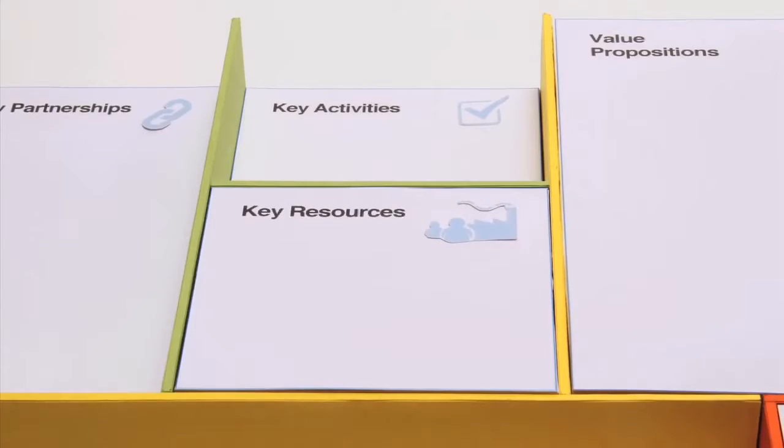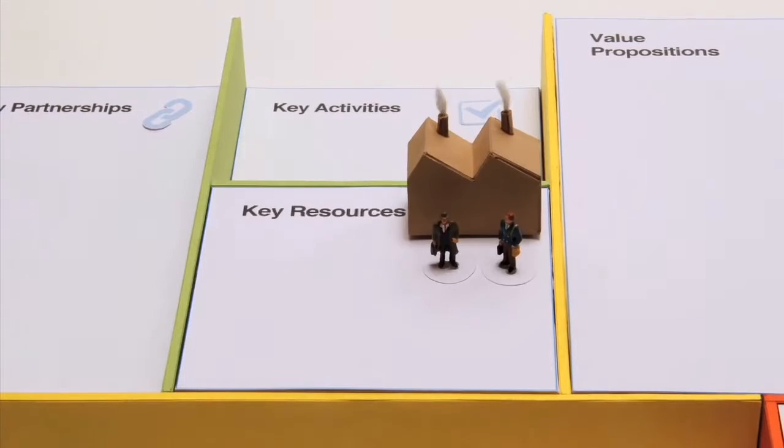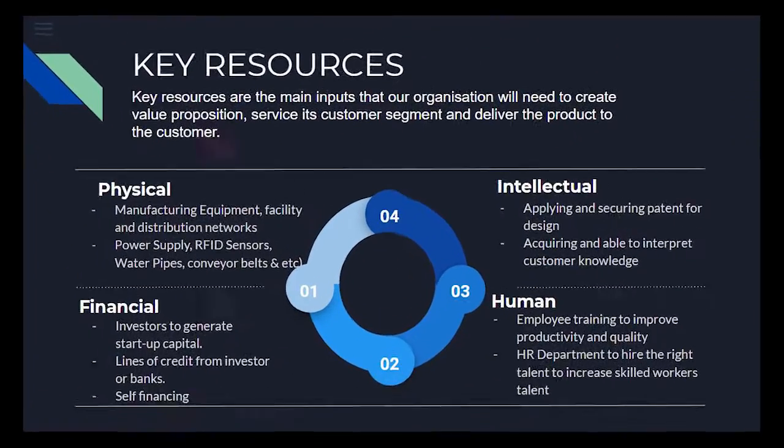Hi everyone, my name is AJIT and I'll be presenting on the key resources of the business model canvas. Key resources are the main inputs that our organization will need to create value propositions, serve its customer segments, and deliver the products to the customer.